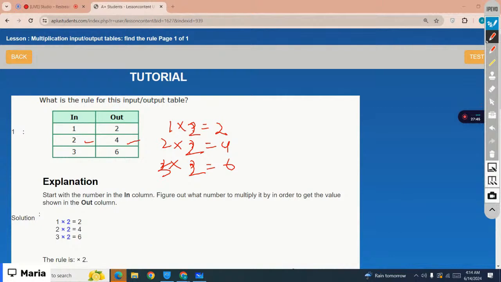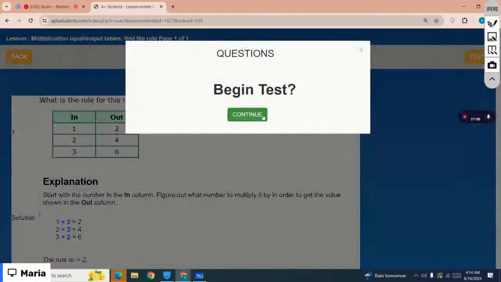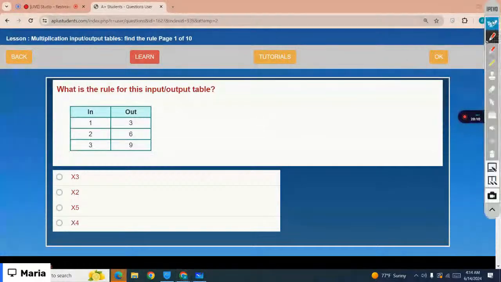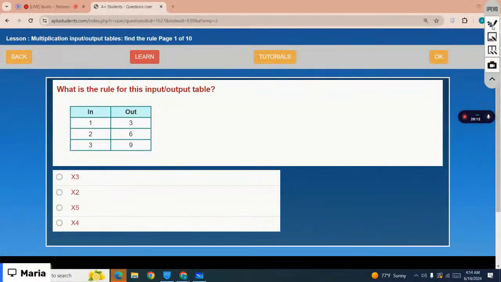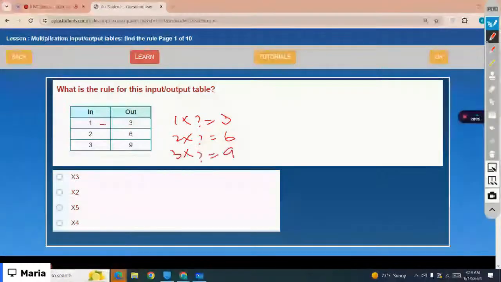Let's just start with the test questions. For this input output table, 1 times what number is 3, 2 times what number is 6, and 3 times what number is 9? Yes, you have to multiply each input value by 3 to get the output value.